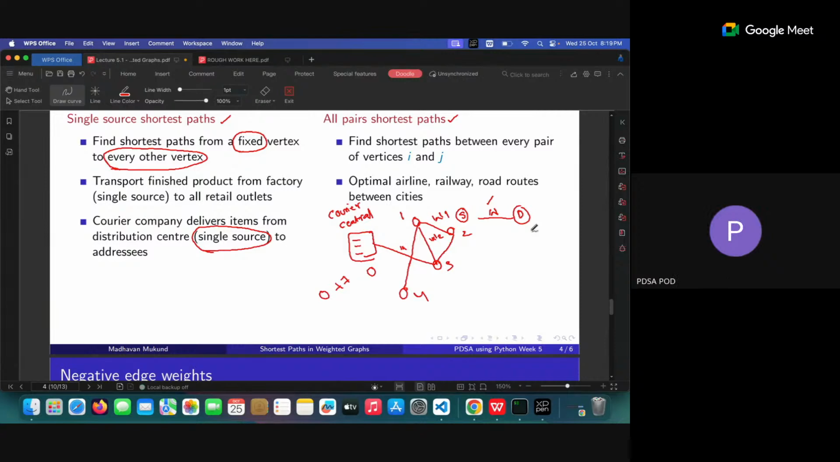Even you can take a real example. See here, a real example is given: optimal airline, railway reservation, road routes. Whenever there is a road route between cities, you consider that you want to traverse from A to Z. Between that you have C, D, L. Look, you have a direct path, which is 80. There are also indirect paths going to Z, like 7 to 9.